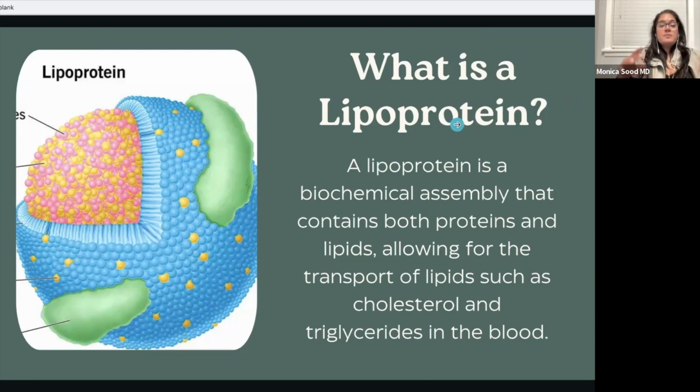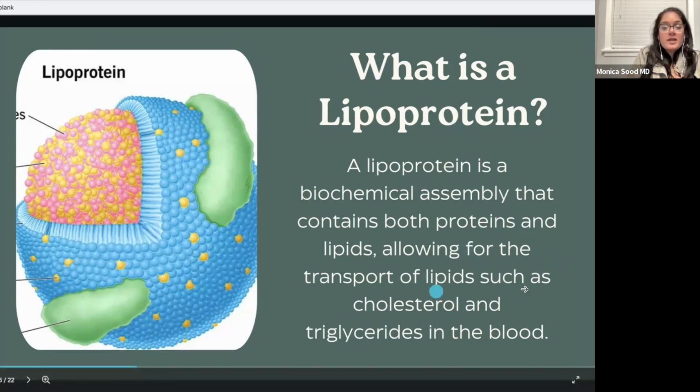So a lipoprotein is basically the cholesterol or the triglyceride attached with the protein, and that becomes what we call a lipoprotein. And again, it allows for transport of the cholesterol and triglycerides in the blood to where they have to go.